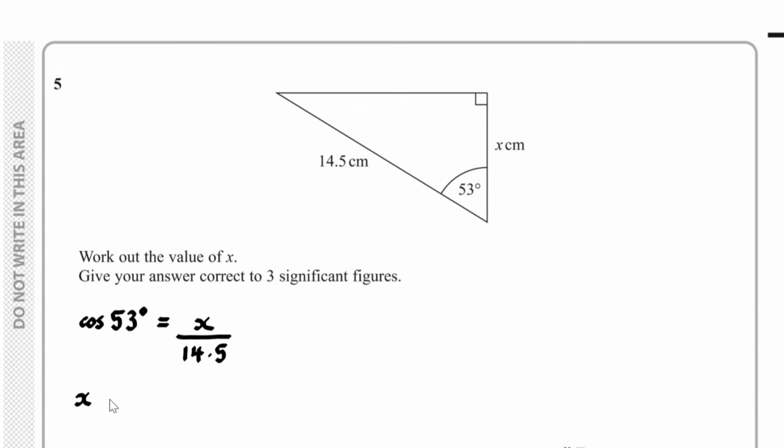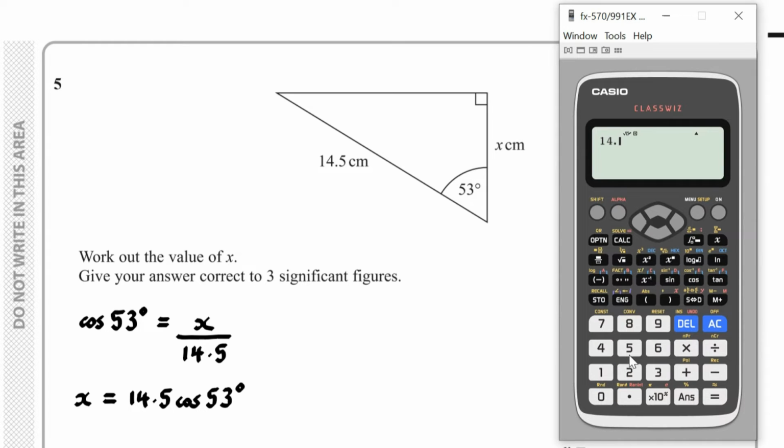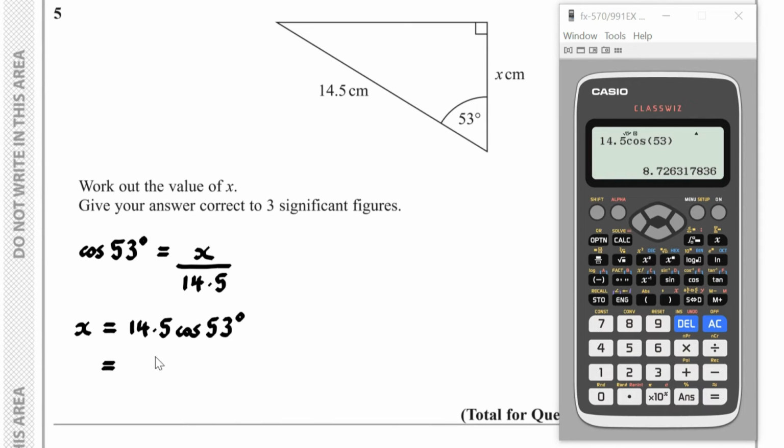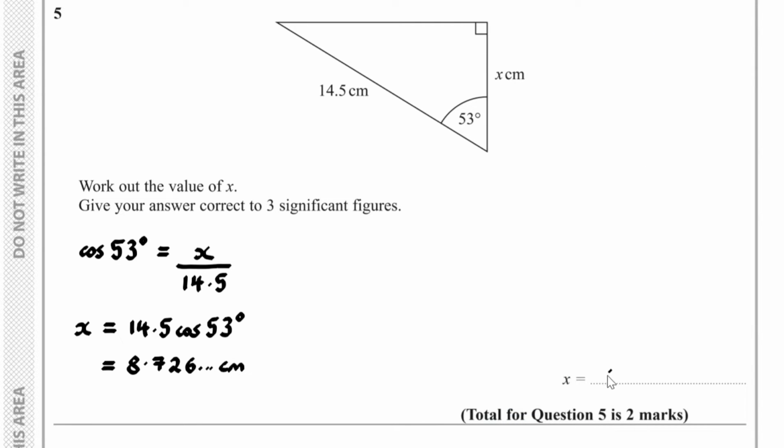So therefore x is equal to 14.5 times by the cosine of 53 degrees. And if we work out what this is equal to, it turns out we get a value of 8.726, etc. centimeters, which to three significant figures is 8.73.